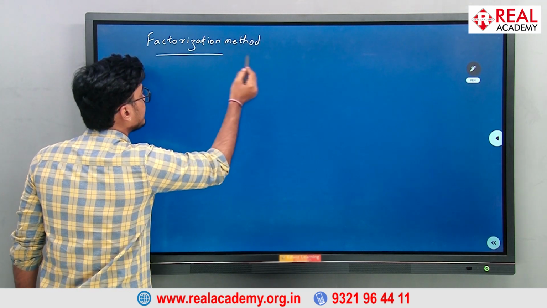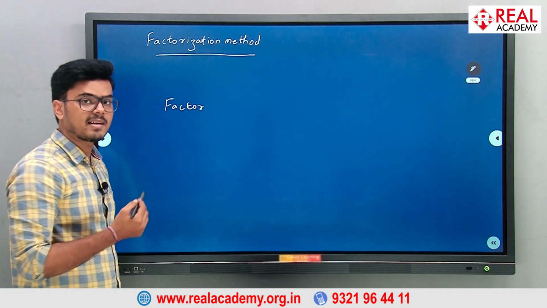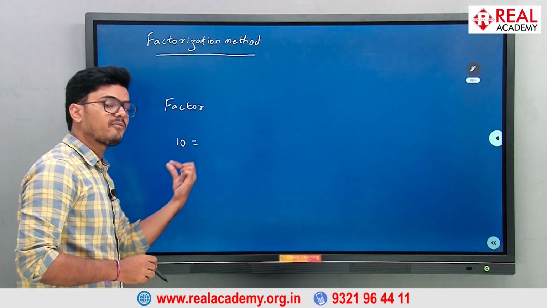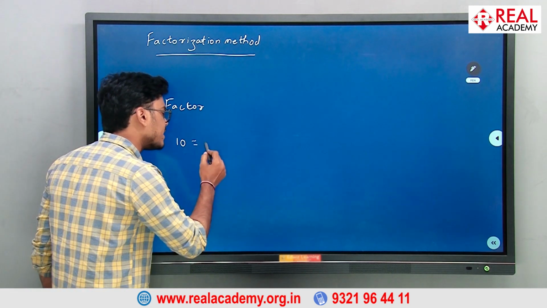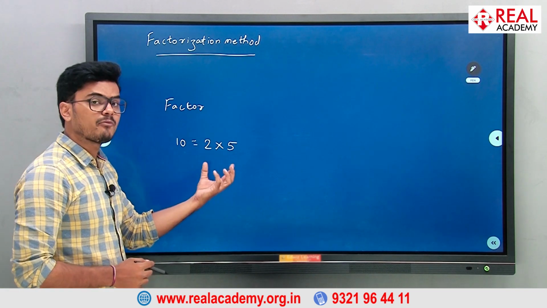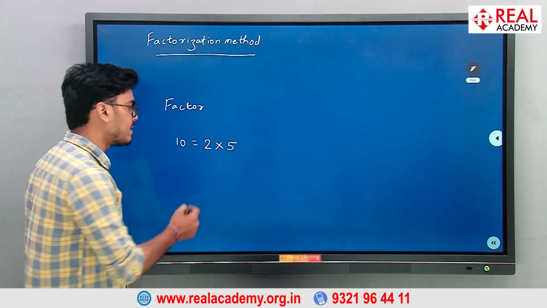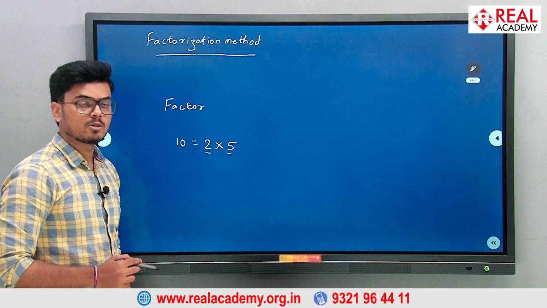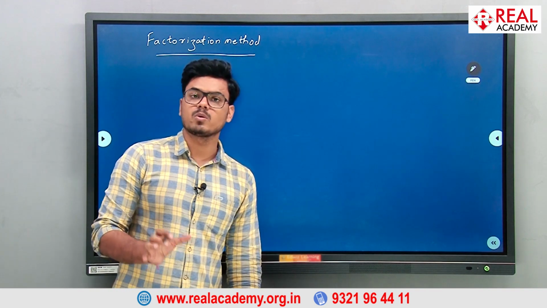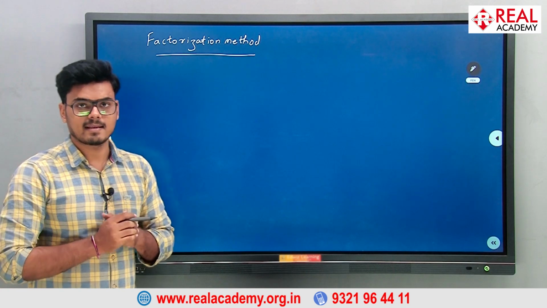So you must already know the meaning of the word factor. What is a factor? If I tell you to write the factors of 10, to write it in the form of factors means to write it this way, 2 into 5, the form of multiplication of 2 or more numbers. So the factors of 10 are 2 and 5. The name of this method is factorization method because we are going to find the square root by factorizing the number completely. Let us take an example.